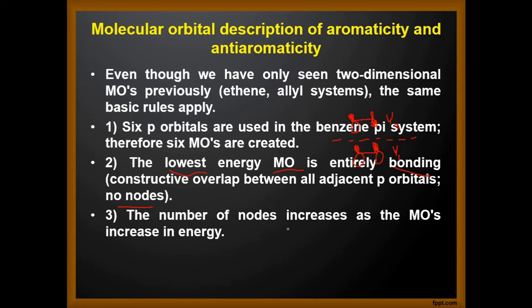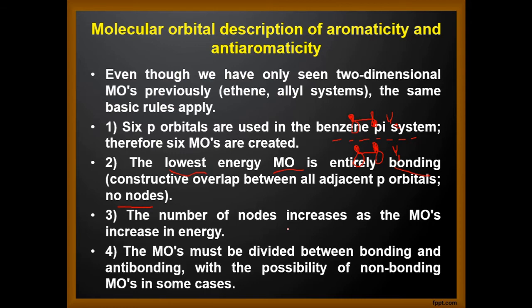The number of nodes increases as the molecular orbital increases in energy. The lowest energy molecular orbital does not have any node. As the energy of the molecular orbital increases, whether it is bonding or anti-bonding, the number of nodes also increases. So what is a node? A node is a place where the probability of finding an electron is 0. The molecular orbitals must be divided between bonding and anti-bonding, with the possibility of non-bonding molecular orbitals in some cases, like how we saw it for cyclobutadiene.